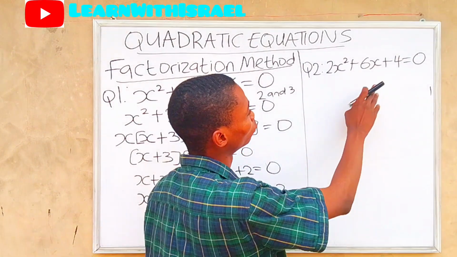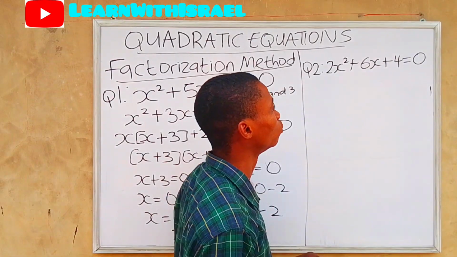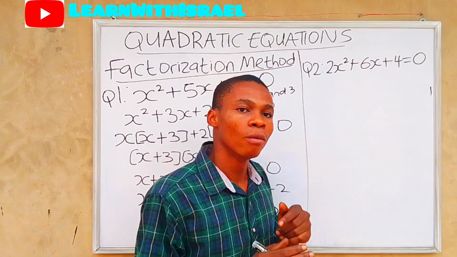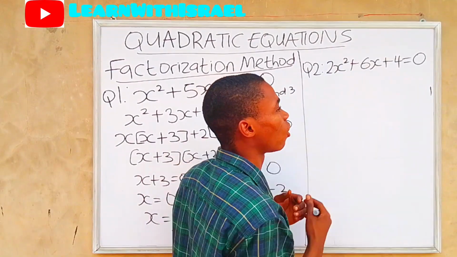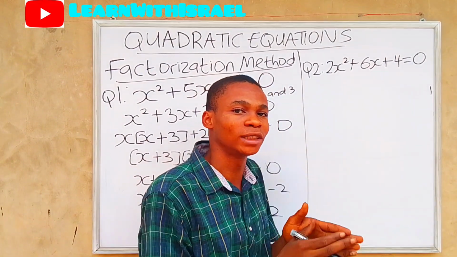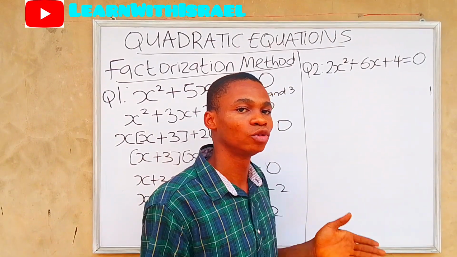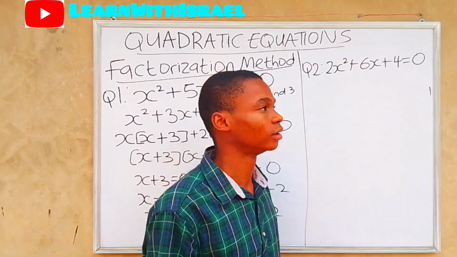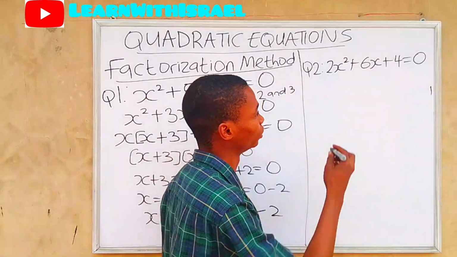So what are we going to do to make this coefficient of x to be 1? We divide through by 2. But if you want to divide and you cannot see a common term there, just don't divide. If it's possible to avoid dividing it, you can avoid it. So if we divide through by 2, we are still going to get our values.